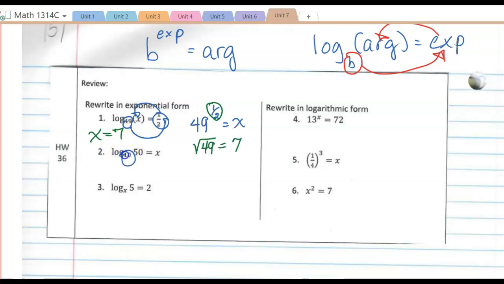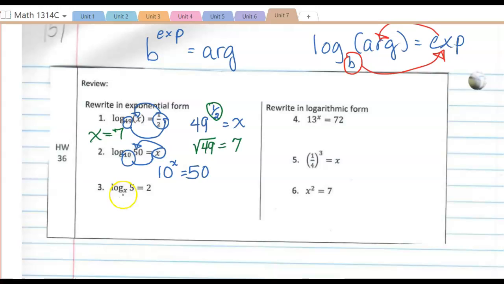We're going to have 10 as our base to the exponent of x, and that will equal our argument of 50. Since we can't get the same base, we cannot solve this one. And we don't know the exponent for x such that 10 to that exponent would equal 50.